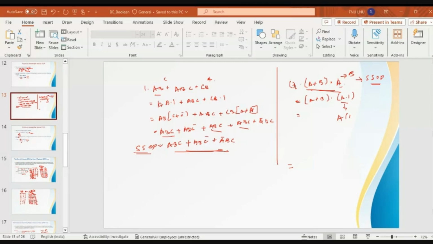We have seen SOPs and POS. We were there at that time, you missed that. What is SOP? What is POS? How we are converting into standard forms, everything. Okay. I will go through the recorded video.